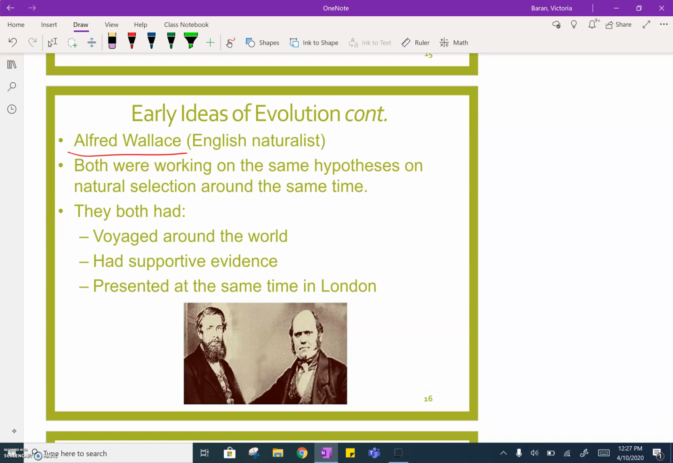Oftentimes, Charles Darwin gets a lot of the credit because he was the first one to publish his work. However, Wallace also still deserves credit because he was also working on the same idea at the same time, and the two eventually did collaborate with each other.